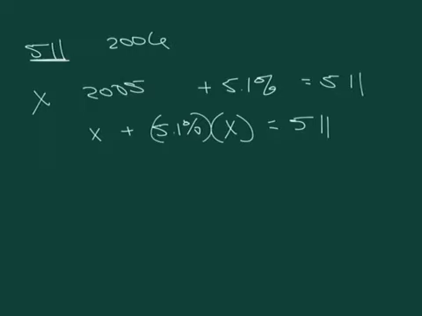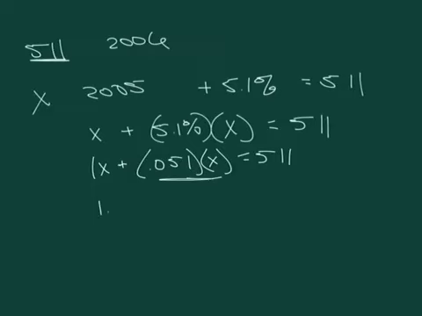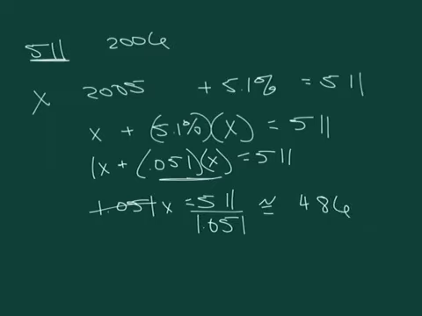All right, so let's change. Always have to change your decimal or your percent to a decimal if you're going to do any math with it. We're going to add this to 1, and we get 1.051x equals 511. Divide by 1.051, that goes away. We get a number close to $486 billion. Okay, and that's the answer that we get for that.